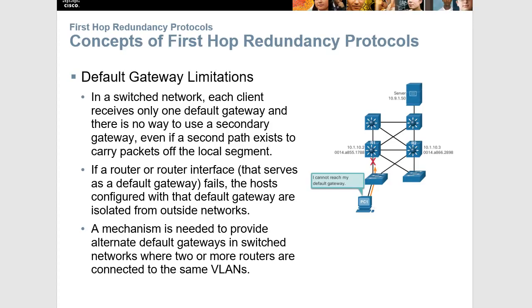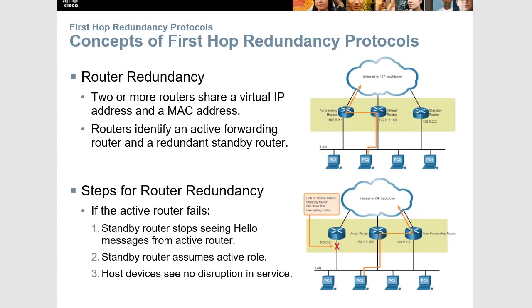So if you can't reach your own default gateway, even if there is another router, like you see in the graphic over here, your PC has a default gateway set and is trying to reach it. Okay, what we can do with this first hop redundancy protocol is create a virtual router out of two.